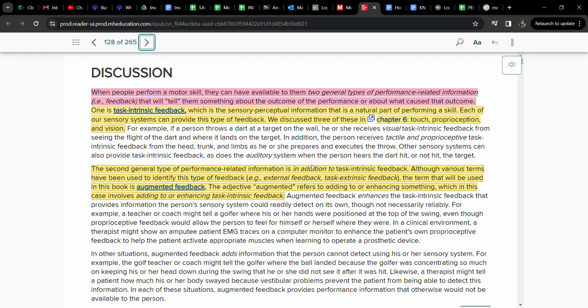So if we look at a couple components here, we're going to be looking at task intrinsic feedback, which is stuff that we've already talked about pretty extensively in this course. So things like touch, or proprioception, and vision. And then we're going to be looking at augmented feedback, which is kind of referring to the enhancement of the feedback itself, so it helps someone improve and get better over time.